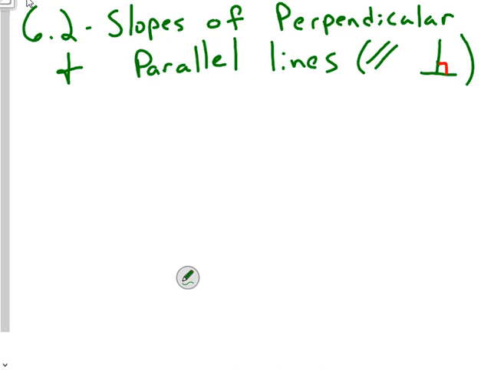Because what's unique about them is because they cross exactly 90 degrees or because they never touch, their slopes are very unique. Okay? So if we look at parallel lines, we'll start there because they're kind of the easiest of the two.